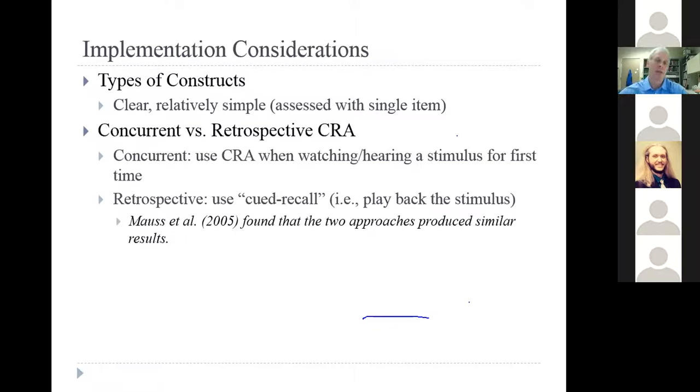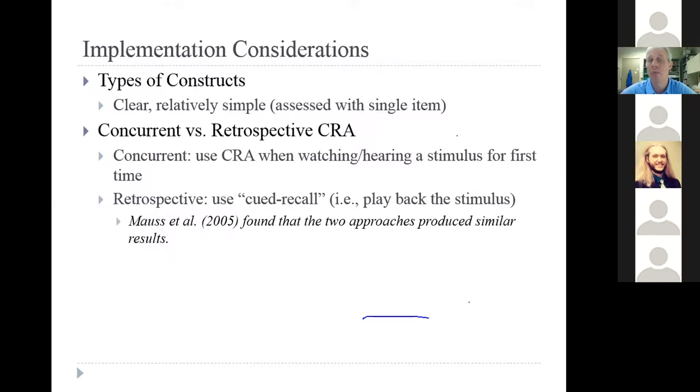I also think you need to make a choice about whether you're going to use this in a concurrent way, whenever people are experiencing a stimulus for the very first time, such as watching a new video, or retrospective, meaning that it maybe occurs after some event and you record the event and then they watch this stimulus played back to them.